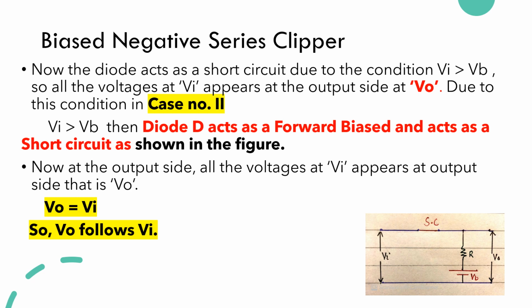Now the diode acts as a short circuit due to the condition Vin is greater than Vb, so all the voltages at Vinput appear at the output side at Vout due to this condition in case number 2. In this case the diode acts as forward biased and as a short circuit, which is clearly mentioned in the figure. Now at the output side all the voltages at Vi appear, so Vout is equal to Vin, which means Vout follows Vin.